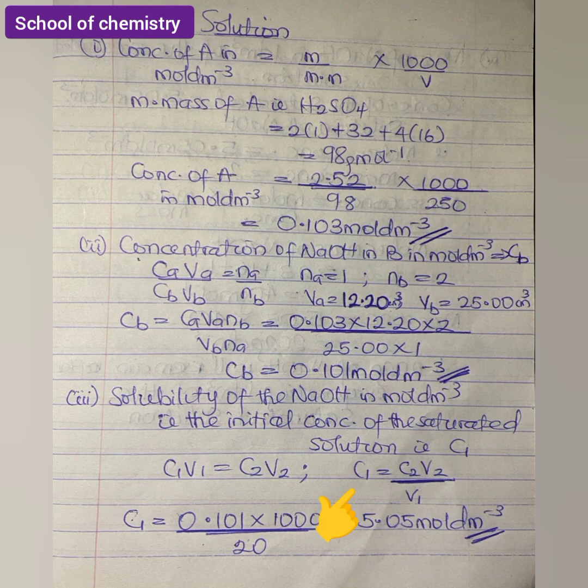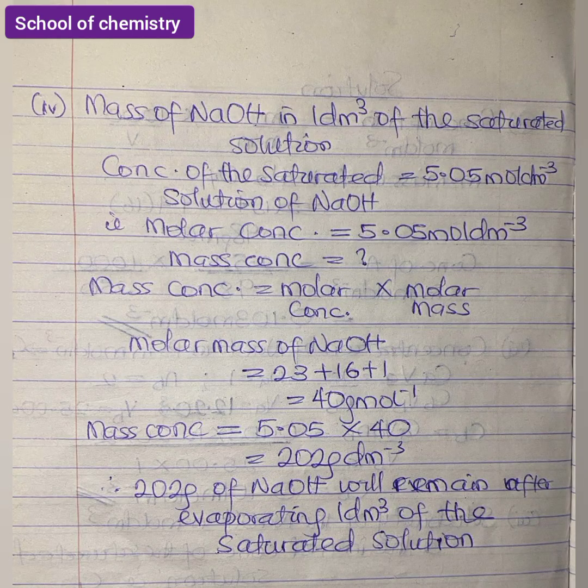So if I make C1 the subject of the formula, I will get C2V2 over V1. After this substitution, it will be 0.101 multiplied by 1000 divided by the volume of my saturated solution that was used, which is 20. So doing all of it, my initial concentration would appear to be 5.05 mole per dm cube.